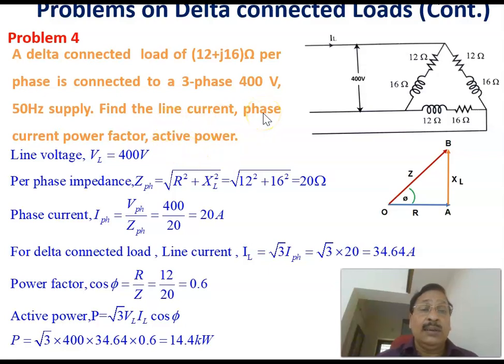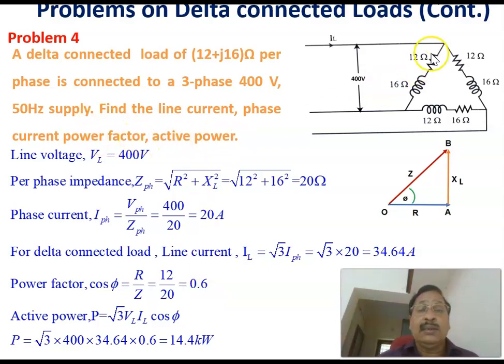Next, the power factor. As we have already seen, from the impedance triangle, with power factor angle phi, cos phi equals the power factor, which equals R by Z. R equals 12 ohms and Z equals 20 ohms, so 12 divided by 20 equals 0.6. So the power factor equals 0.6.